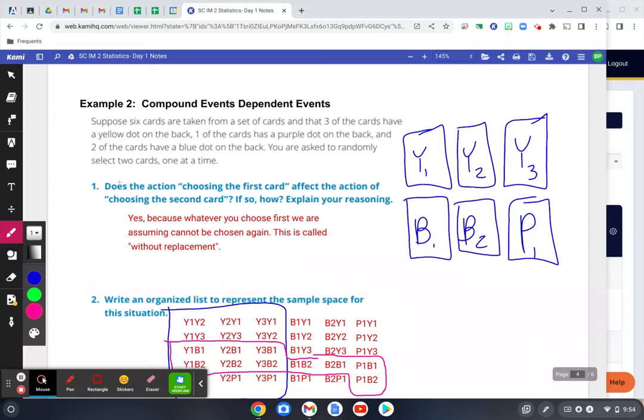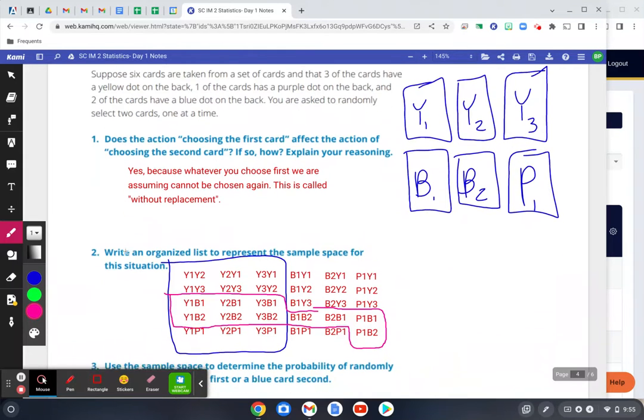Now, does the action of choosing the first card affect the action of choosing the second card? We're going to say yes, because we are not going to replace the card. So once you pull a card, you're not putting it back into the person's hand. You're keeping it and then drawing the second card. Now, this is what's called without replacement. Okay.